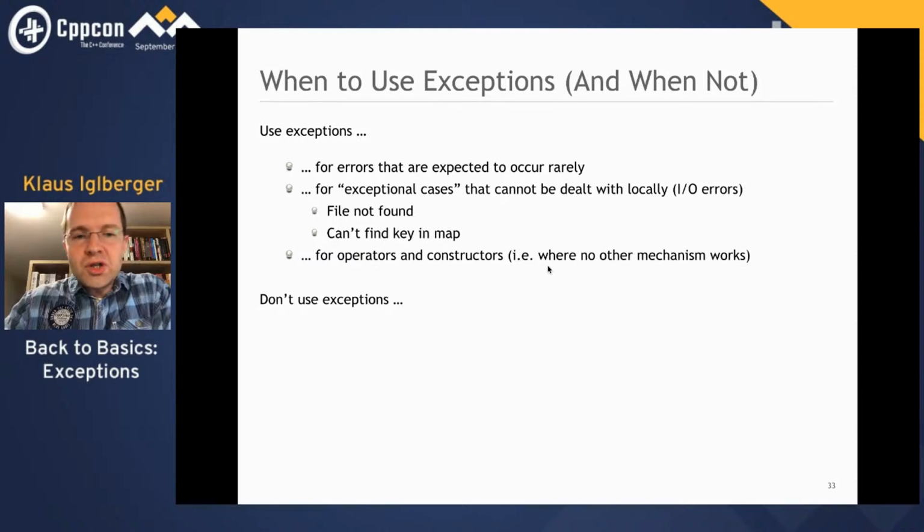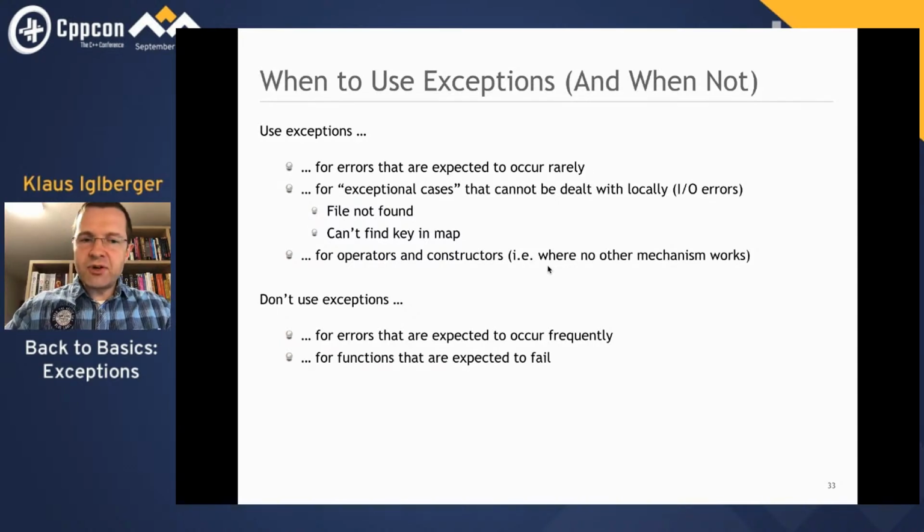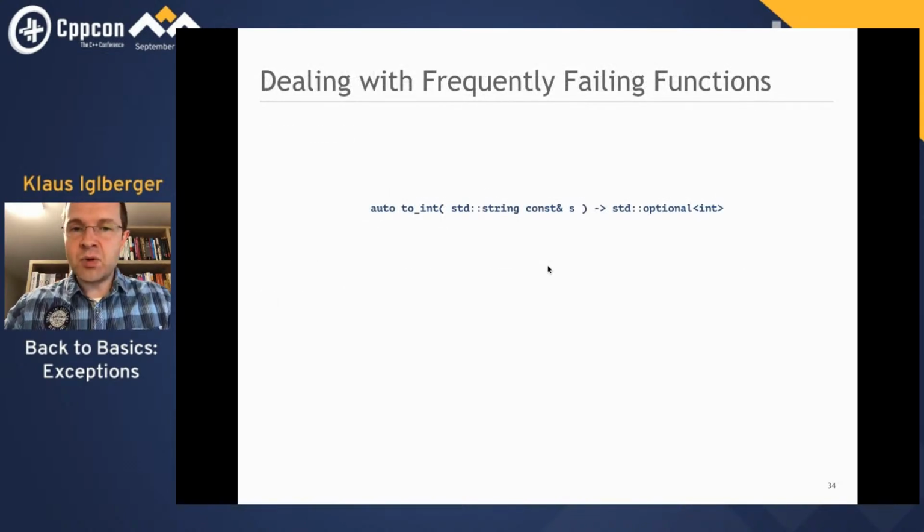However, you should not use exceptions for errors that are expected to occur frequently. So if indeed something happens very, very often, perhaps there's a better way to report that something happened. That may, for instance, be for functions that are expected to fail. So for instance, a function that is supposed to convert a string into an int. Let's call this function toInt. It gets a string as a parameter.